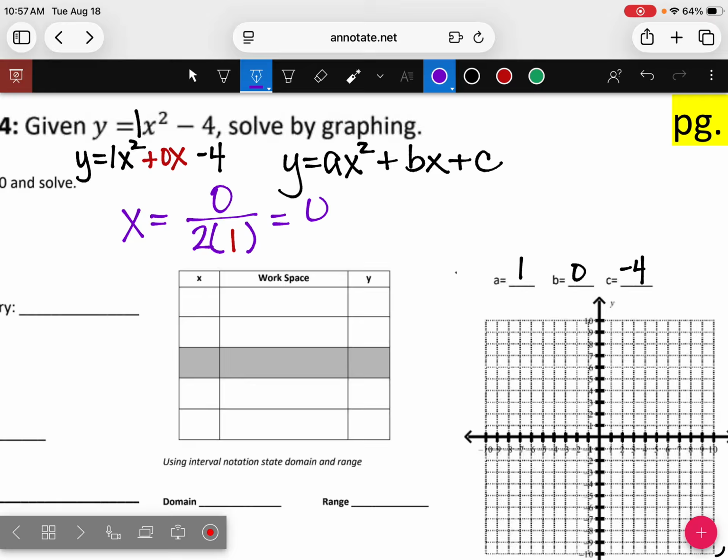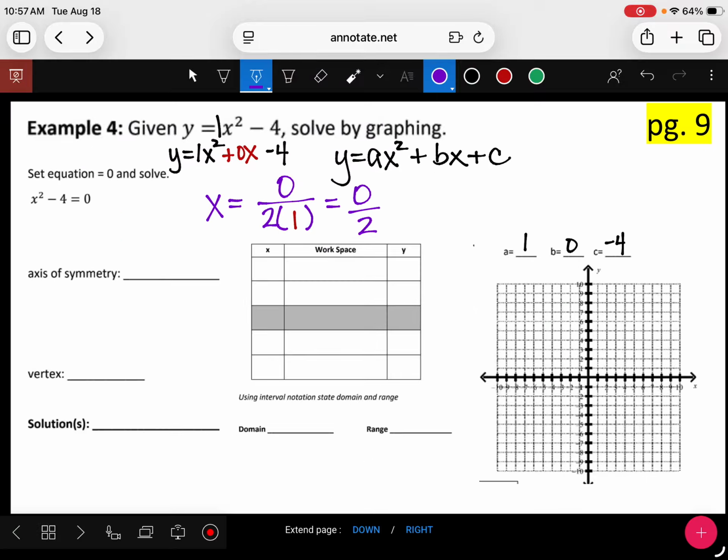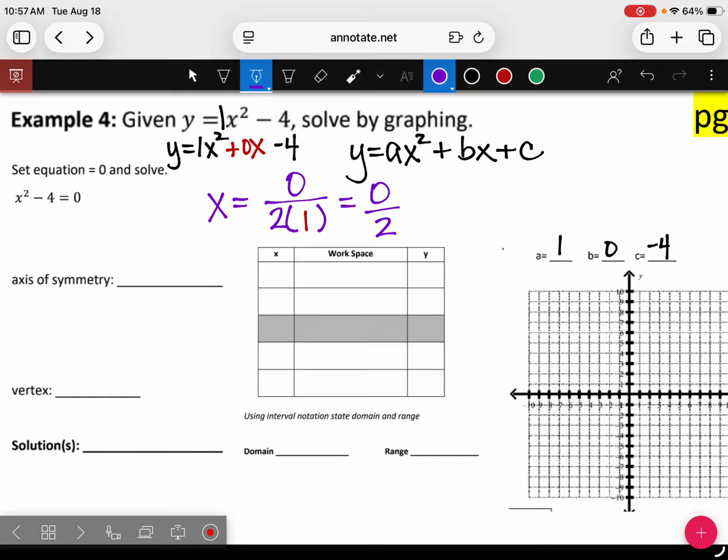I don't know if you all know this, but 0 divided by anything is 0. So that tells me that my axis of symmetry is x equals 0. That's my axis of symmetry. So I'm going to put 0 in the middle of our table.